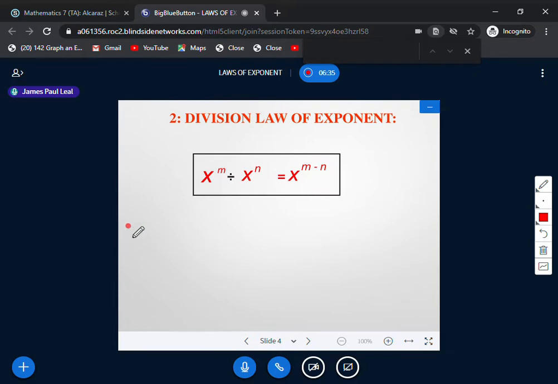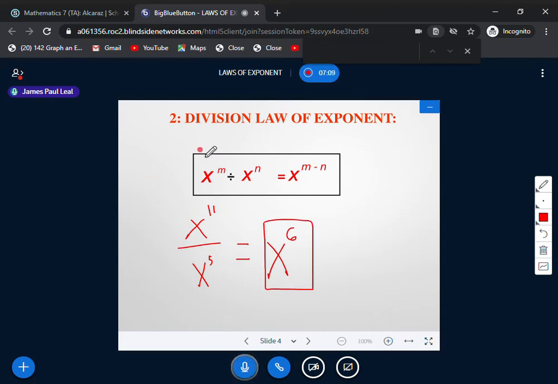Another example. See, for example, I have here x raised to 11 divided by, so I use the symbol which is this one, it's a vinculum, x raised to, say for example, 5. Again, all you have to do is copy the variable x and subtract the two numbers, the ones in the exponent. So 11 minus 5, you will be having what? Very good, you will be having 6. So the answer will be x raised to 6. So that will be the concept for division.